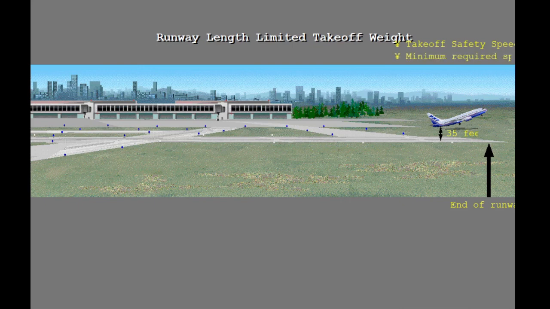This V2 speed is the minimum possible speed for the takeoff gross weight. This results in the minimum required field length for that takeoff gross weight.